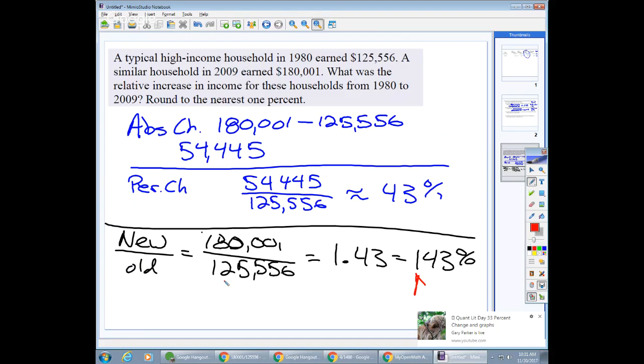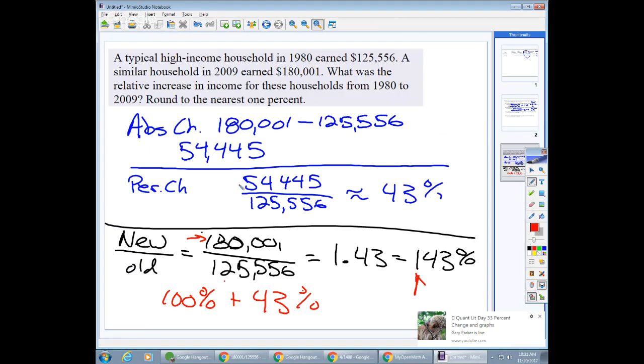The base amount is always 100%. That's what you started with. From there, it went up, right? So this number right here represents the original amount plus 43% more. That's that 54,000, that 43% more. So there's a couple of ways to look at it.